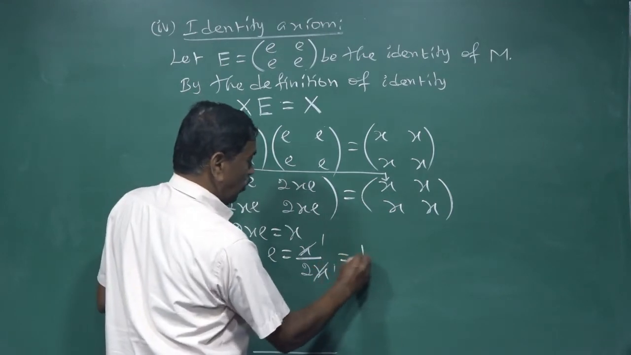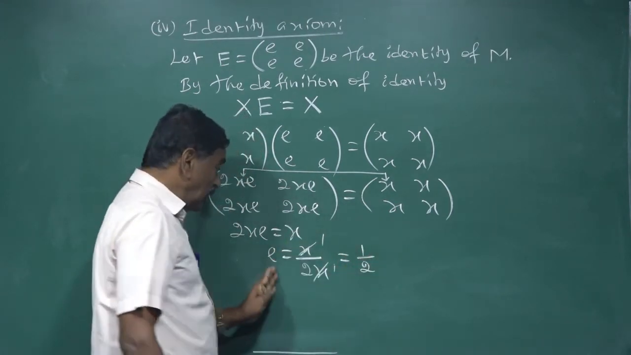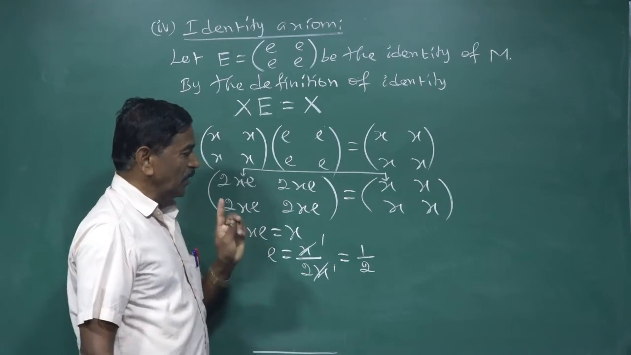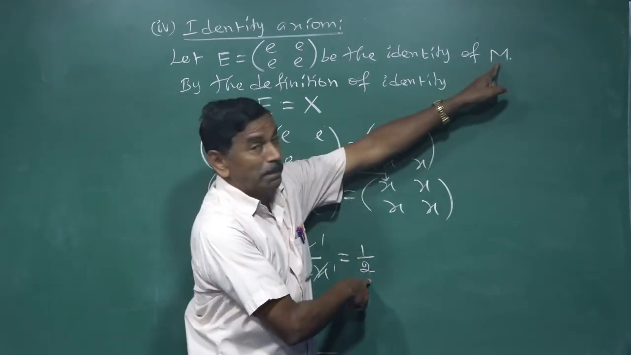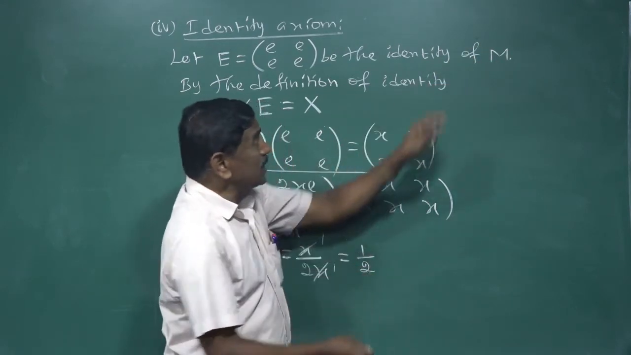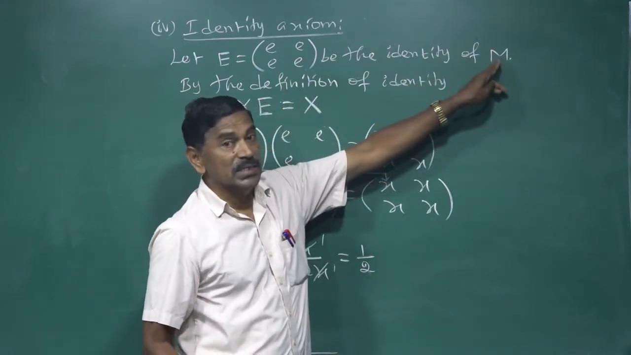So e is equal to 1 by 2. That is important. Now remember, this 1 by 2 does not belong to M. It is the matrices that belong to M. That is the idea.